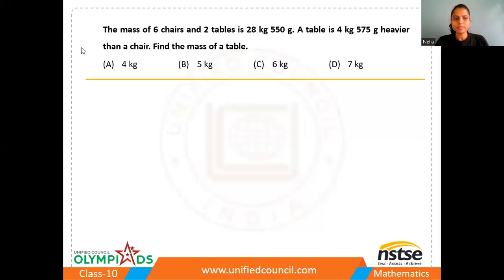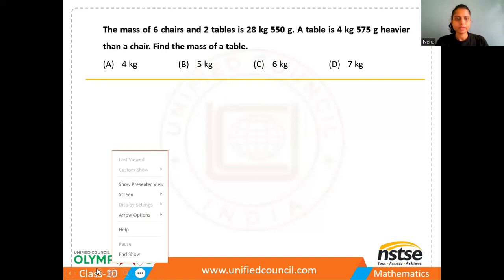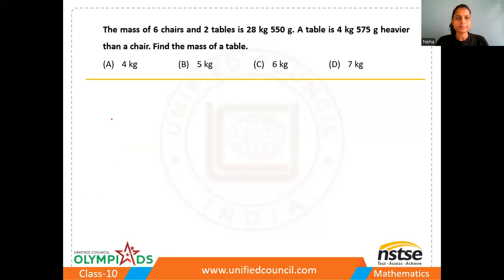Alright students, let's start with this question, the next question on the screen. Okay, so the question is, the mass of 6 chairs and 2 tables is 28 kg and 550 grams. So the combined mass of 6 chairs and 2 tables is given. Now the question is asking, a table is 4 kg 575 grams heavier than a chair. So find the mass of a table.